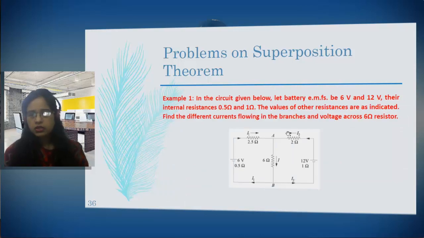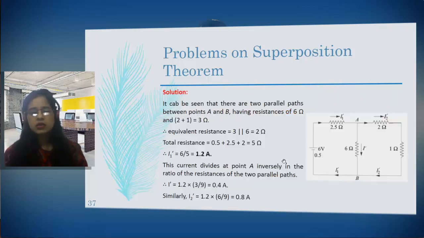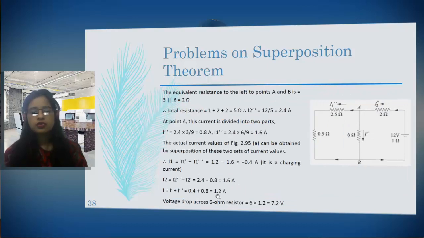Now what was the question? Find the different currents flowing in the branches. So the currents flowing in different branches have been found out, and the voltage across the 6 ohm resistor. Voltage across the 6 ohm resistor means the drop occurring across it. For that we need current. So the drop will be I into R. R is 6, I is 1.2. So the voltage drop will be 6 into 1.2, and the answer is 7.2 volt.